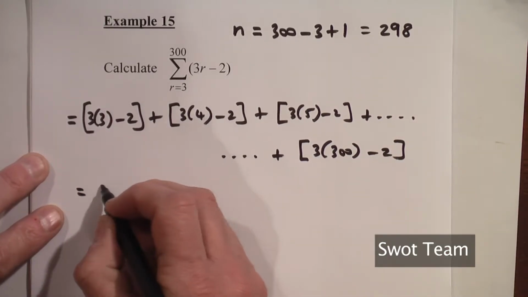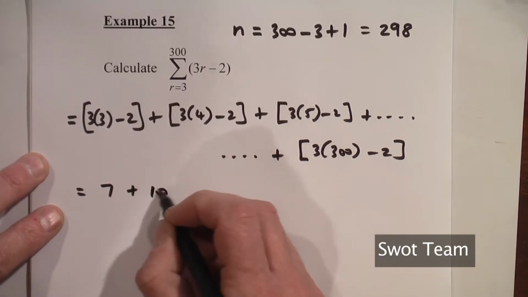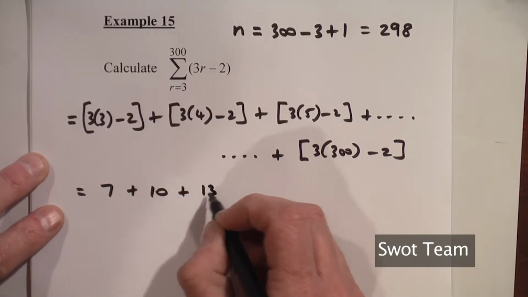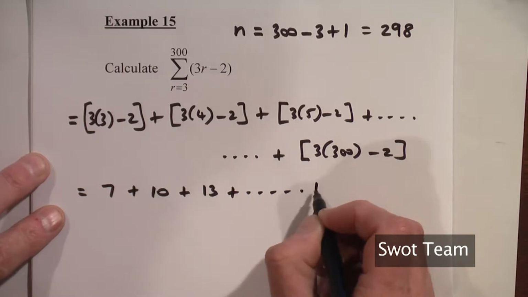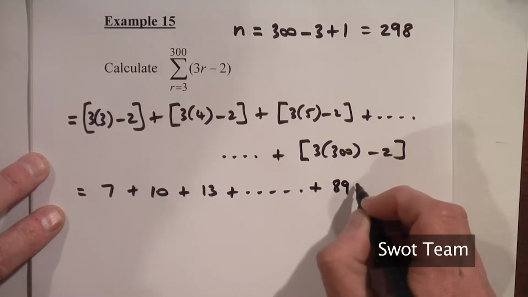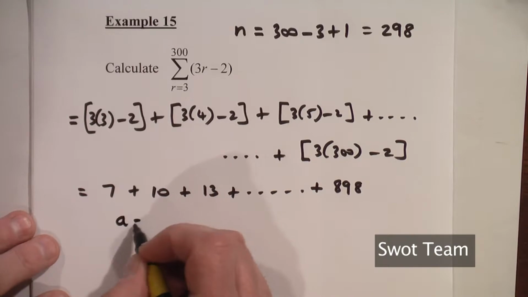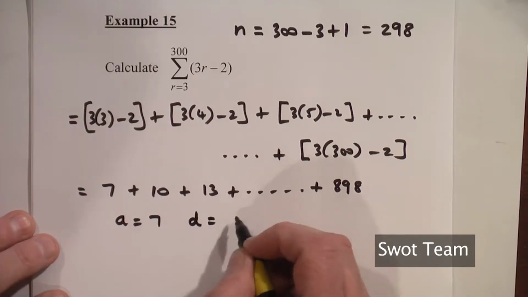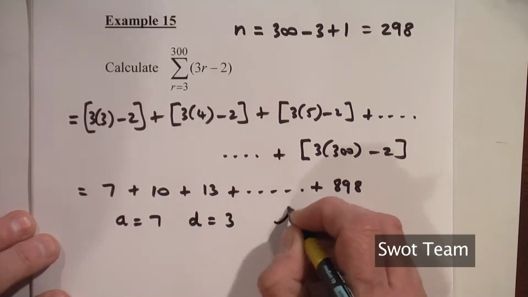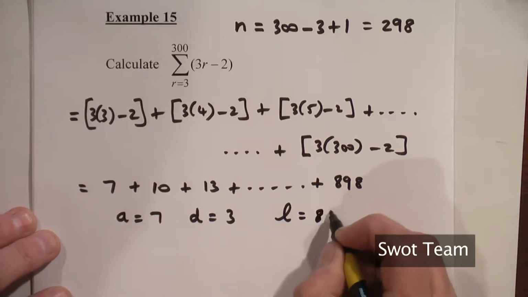That comes to 7 plus 10. Looks like arithmetic to me. And we're going all the way down to the very last term, 898. Most definitely arithmetic. There's a constant difference of 3. First term is 7, so a is equal to 7. The constant difference is 3. And look at this, we've got the last term as 898.